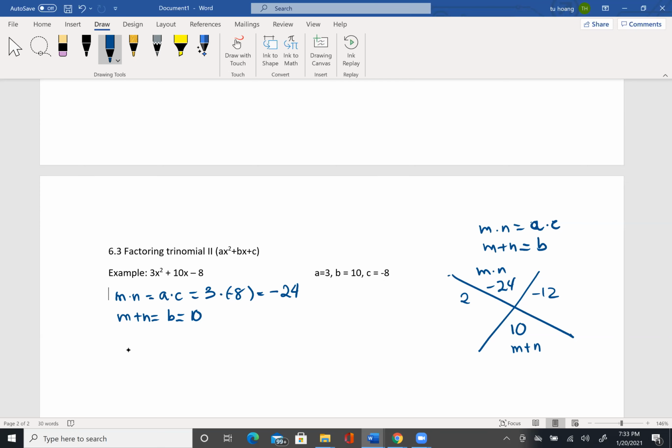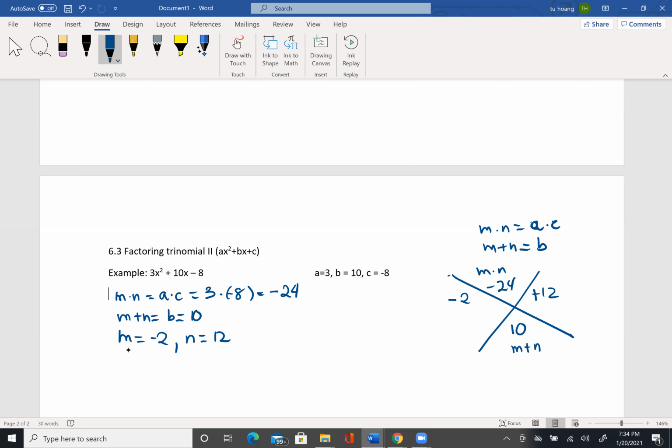Oh, almost correct. If you see something like that, then change the signs: negative 2 and positive 12. If you multiply negative 2 times positive 12, it's going to be negative 24, and the addition is going to be 10. So that's good. The two numbers are m equals negative 2 and n equals 12.